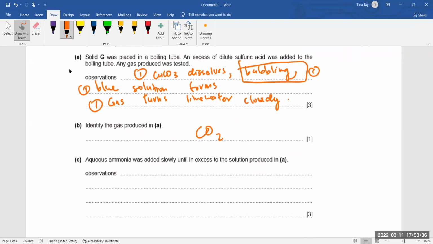Ammonia added until excess. So a blue precipitate forms, then dissolves to form a deep blue solution. Okay, the blue precipitate forms and then it will dissolve to form a deep blue solution.